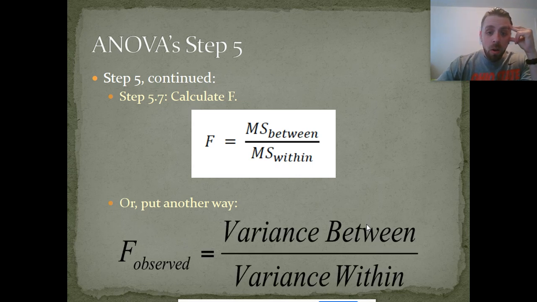Or put another way, what we're doing here is creating a ratio of the variance between to the variance within. If this value is very high, if we calculate a very large observed F, then that would mean the variance between is much, much larger than the variance within. If we get a very small number, it would mean that the variance within is much, much larger than the variance between. To reject the null hypothesis for ANOVA, we will have to find the majority of our variation being driven between the groups.